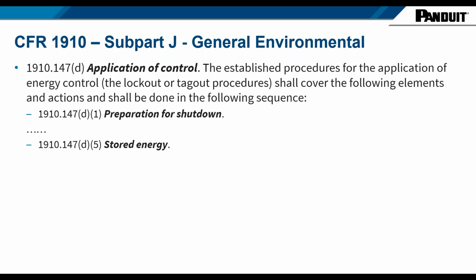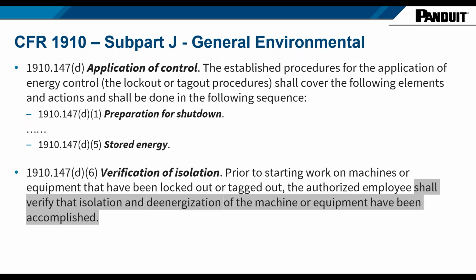So they define a bit of a process, and that goes from 1910.147 D1 through D6. It goes through things like preparation for shutdown, then machine or equipment shutdown, and then 3 is machine or equipment isolation. Then lockout, tagout, and then release the stored energy. And the final one is verification of isolation.